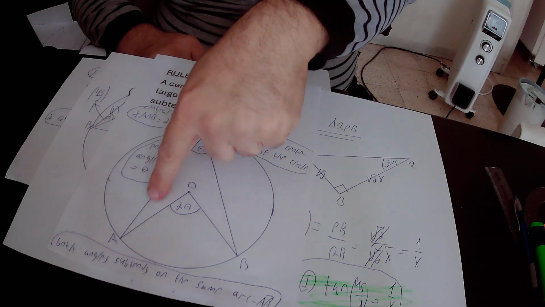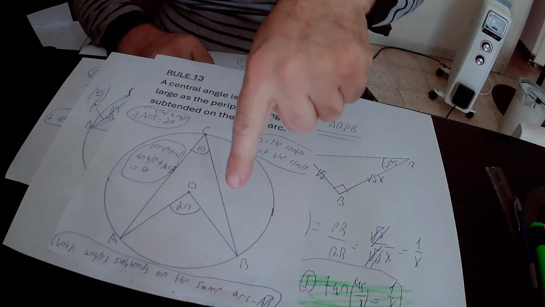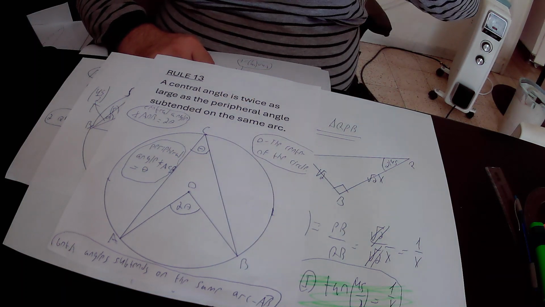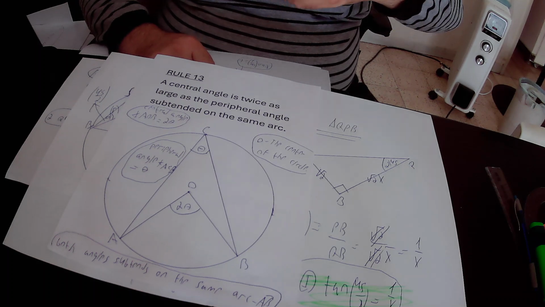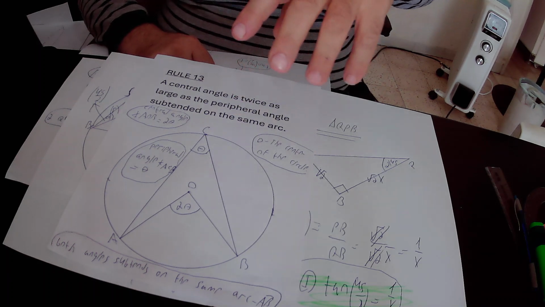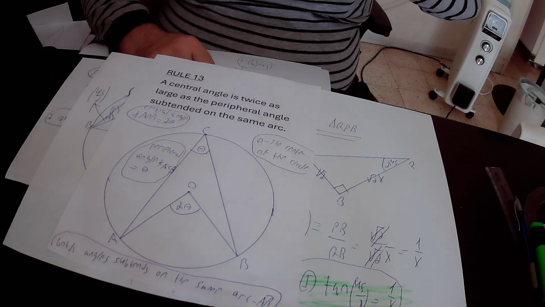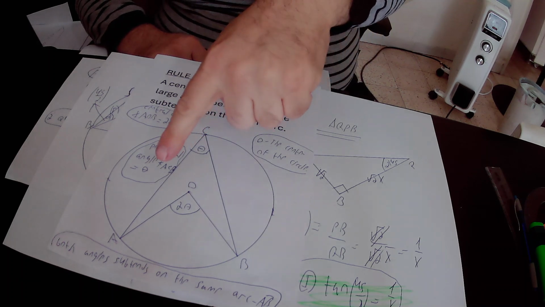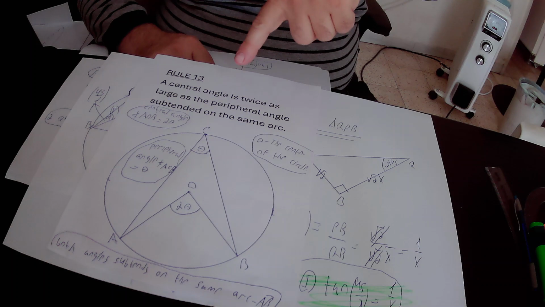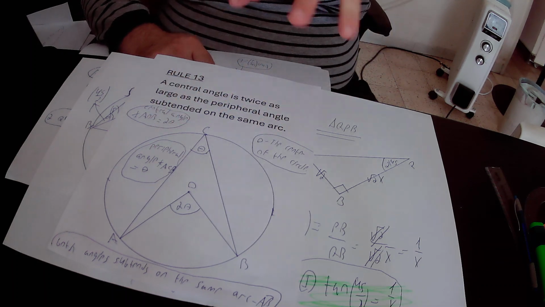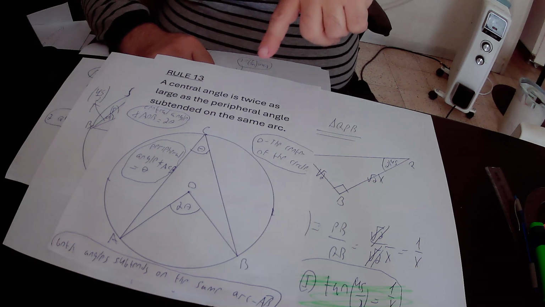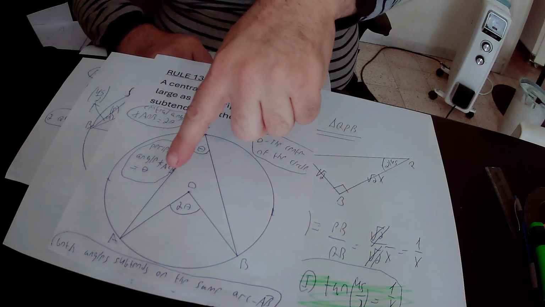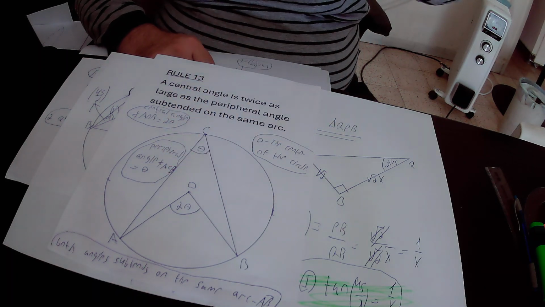Likewise, we have here central angle AOB. This central angle AOB is subtended on the same arc AB. So the central angle and the peripheral angle in this drawing are both subtended on the same arc AB. Therefore, according to rule number 13, the central angle AOB must be twice as large as this peripheral angle ACB, because they are both subtended on the same arc AB. So peripheral angle ACB equals theta, therefore the central angle AOB must be equal to 2 theta.